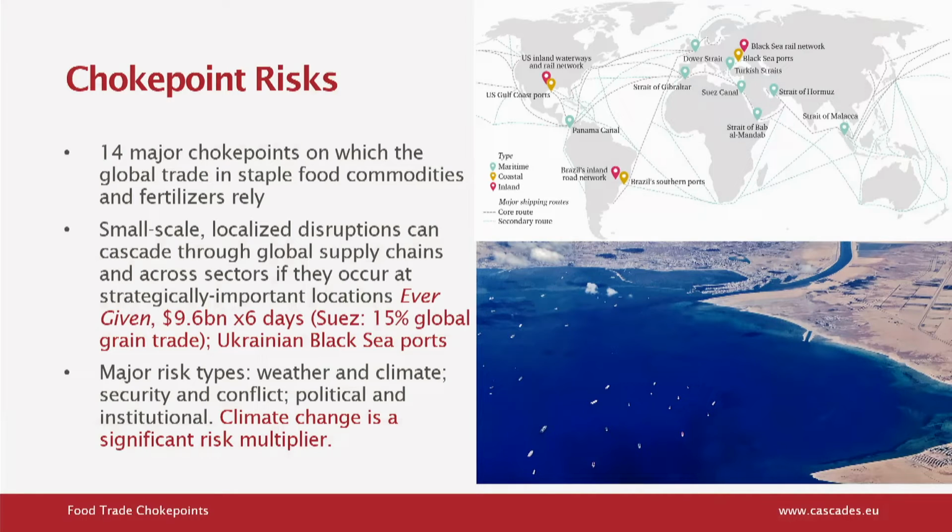And of course, we've seen the same more recently in the Black Sea and the blockade on Ukrainian ports, and the impact that has had on global food prices and the ability to get grain out of that region. In terms of choke point risks, we think about them in several broad categories. Obviously, weather and climate is an important one, but there's also, as Ukraine exemplifies, security and conflict, and there are also political and institutional risks. But for all of those, climate change is a significant risk multiplier.